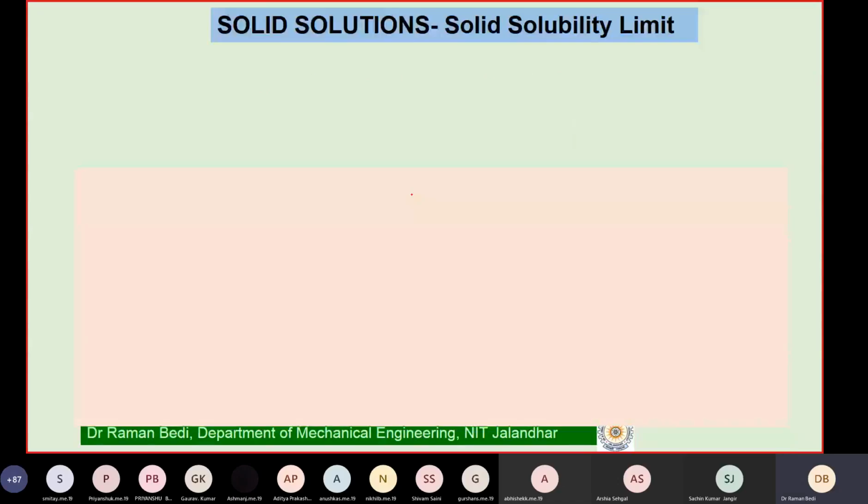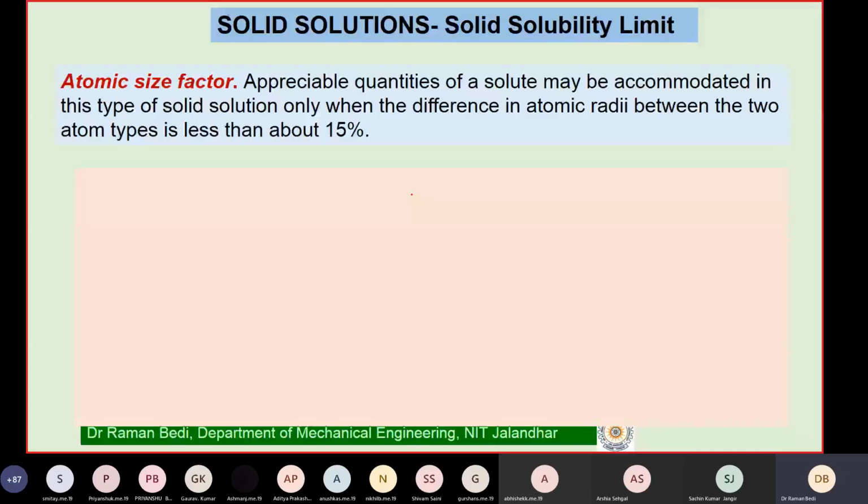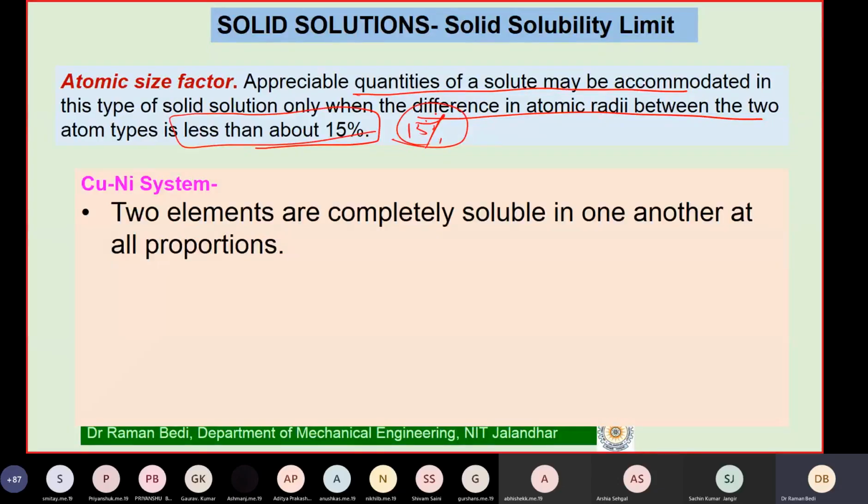Now, coming to the atomic size factor, which is the second consideration for the Hume-Rothery rules, we say that you can accommodate appreciable quantities if the difference in the atomic radii between the two atoms is less than about 15%. The difference must not be nearly 15%. If that is the case, then appreciable quantities can be accommodated, meaning complete solubility can be observed.